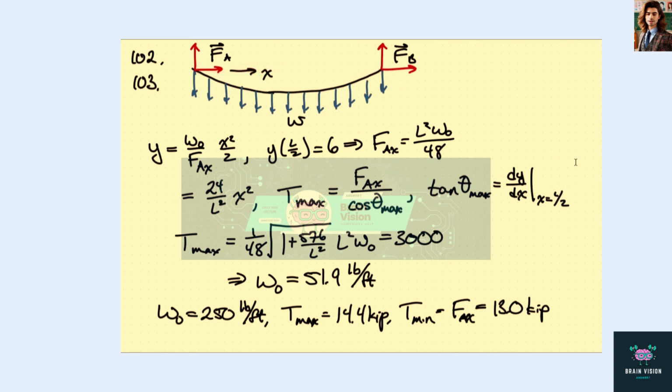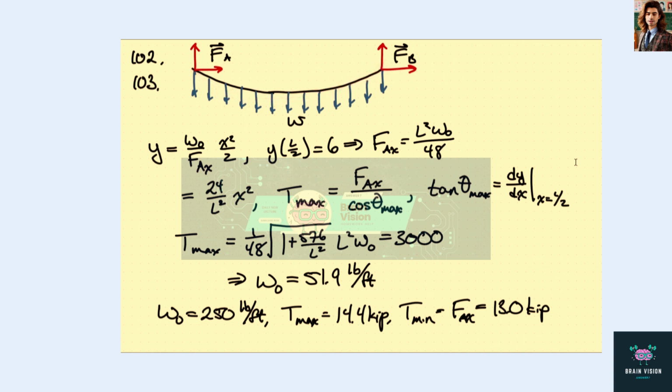So given the boundary conditions, if we put our origin here at the low point of our cable, we'll get that our two constants of integration are both 0. And so y is given by this function. So we have a parabolic curve.